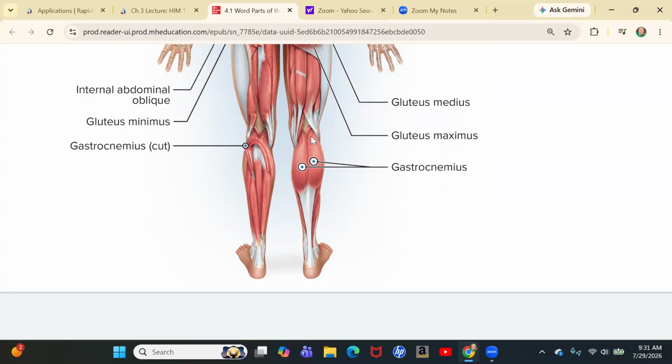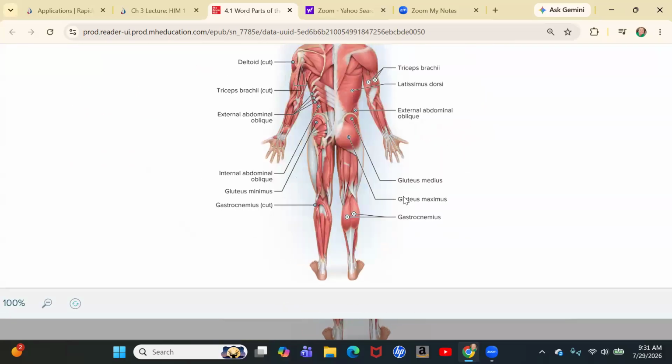Okay, gastrocnemius here, gastro meaning stomach. And the ancient Greeks thought that this looked like a stomach. So a well-toned gastroc, stomach of the leg.